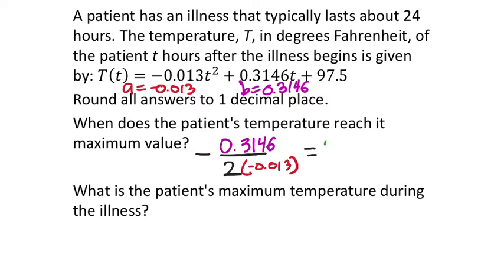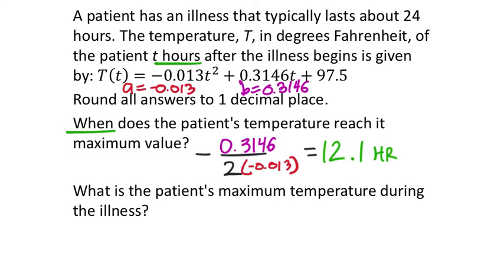Now, just from the calculator there, I got 12.1. And this was when, so that's in seconds. 12.1 seconds. That's not seconds. This was in hours, right? Up there at the top, so not seconds. This one was t in hours, so at 12.1 hours after, I guess, the illness starts, that's when the patient's temperature will be the highest.